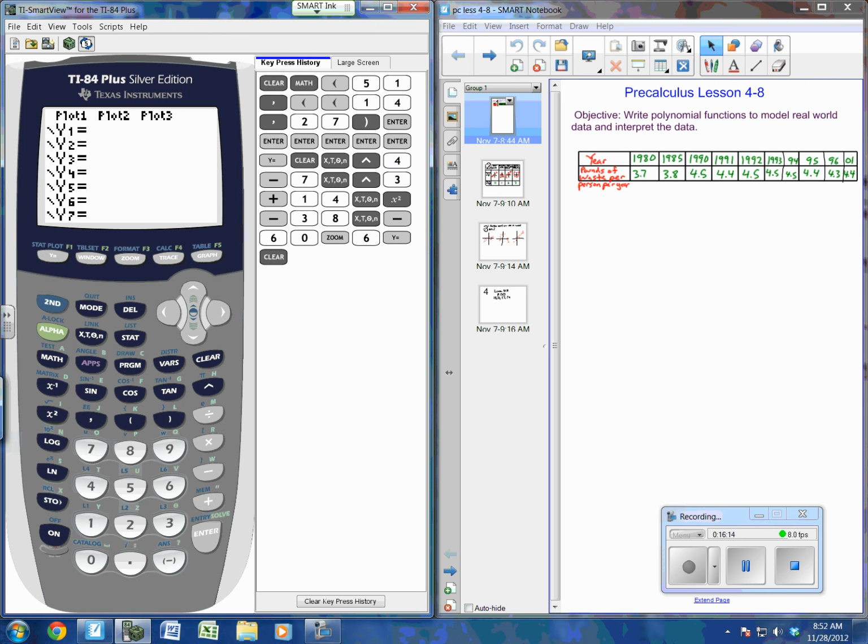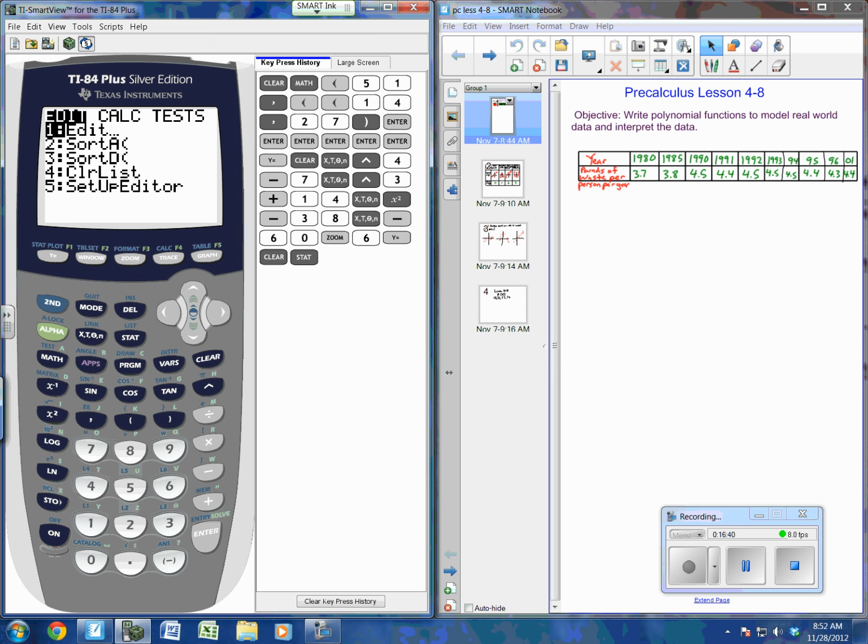I want you to make sure that none of those Plot 1, 2, or 3 at the top of the calculator are highlighted. We are going to turn on Plot 1 in just a second, but if you have more than one of them highlighted, then you're going to have problems. That's one of the common errors. Then we're going to hit the stat button.